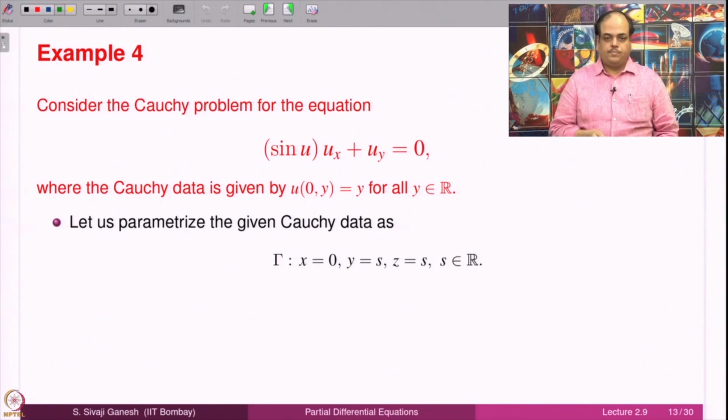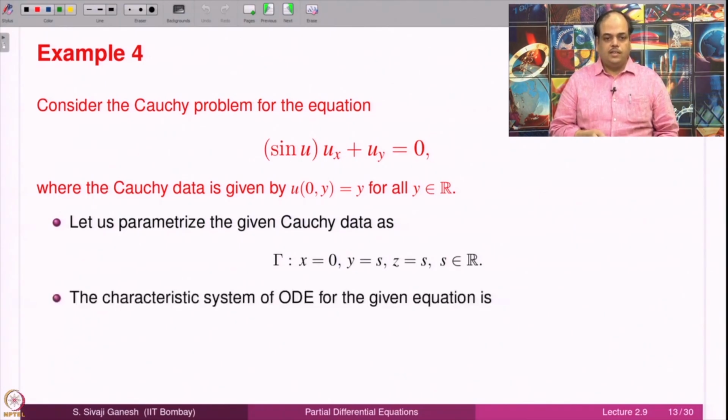Parameterize the Cauchy data, (0, s, s), s in R. The characteristic system of ODE is this. Now because of the quasi-linear nature, the equation for x actually involves z now, whereas for y and z it does not involve any other variables. So from here you can see that along a characteristic curve z is constant because dz by dt is 0, and dy by dt equal to 1 means y equals t plus constant. Therefore, because at t equal to 0 it should be s, y is t plus s. Z is constant and that constant has to be s.